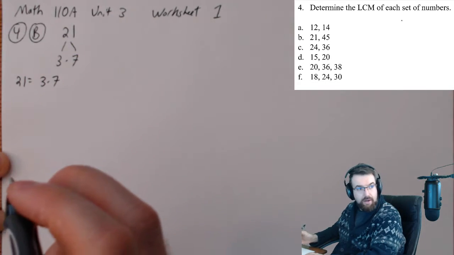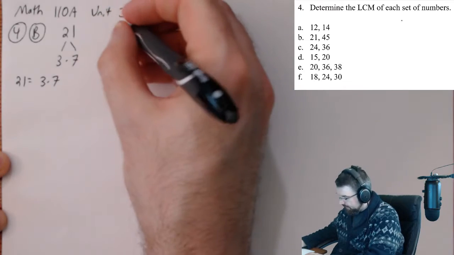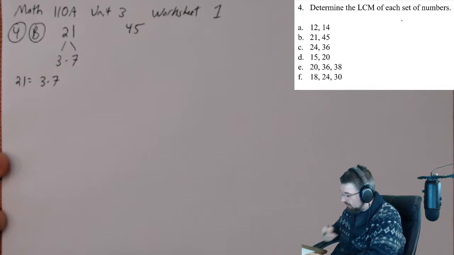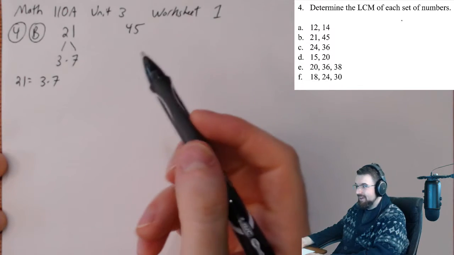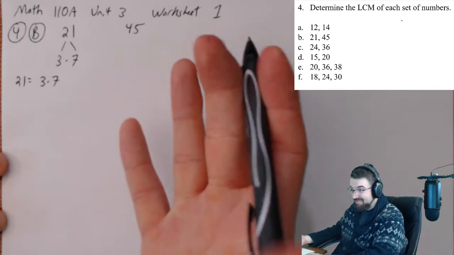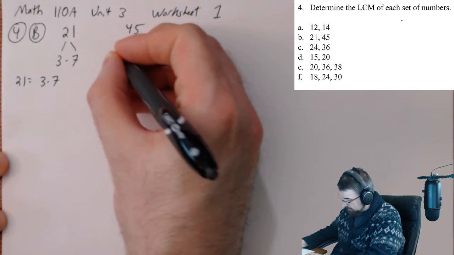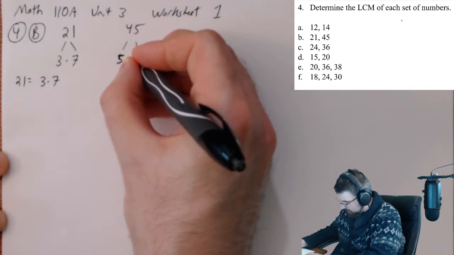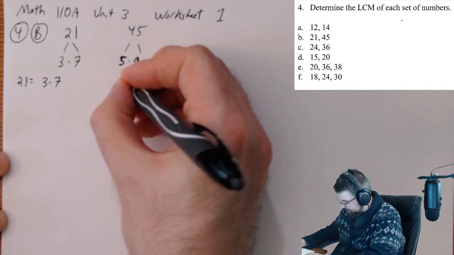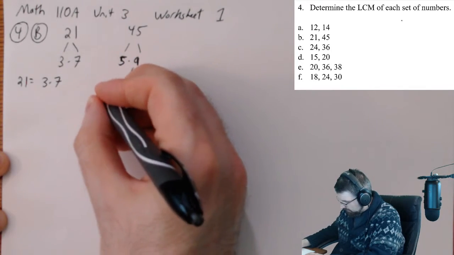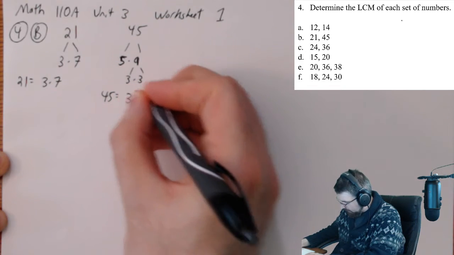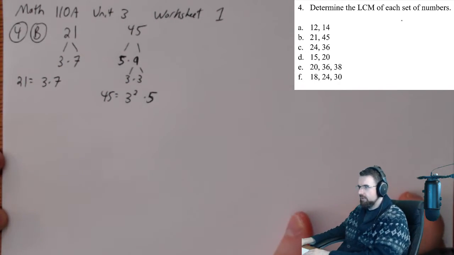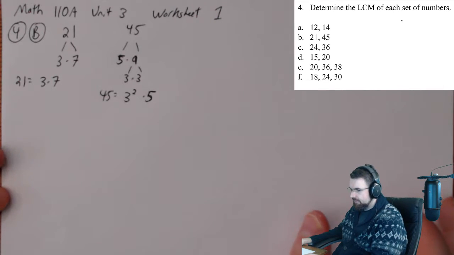Easy. Now we're going to go on to 45. 45 again is in our times table, so I probably don't need to belabor this point. But we know that 45 can be divided by 5 because it ends in a 5. So it's going to be 5 times 9. And again, of course, from our times table, we know that 9 is equal to 3 times 3. So 45 is equal to 3 squared times 5. Not super difficult prime factor decomposition there, is it?